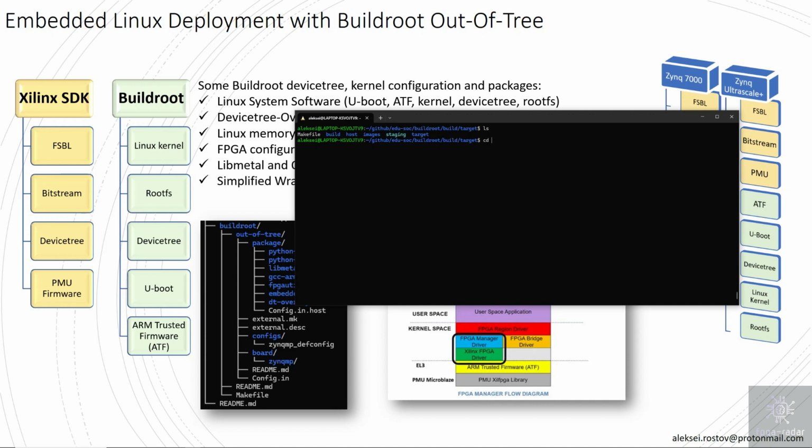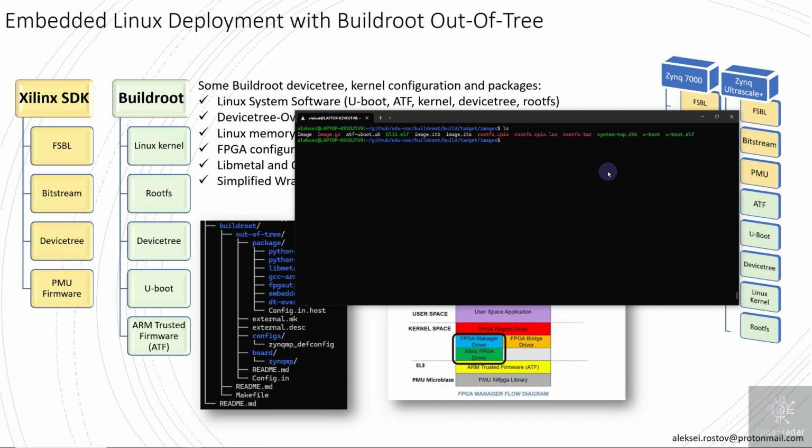Let's go to the images folder and see what kind of artifacts are already generated by using Buildroot. Here can be found the kernel itself, ARM trusted firmware, rootfs file system, binary file, device tree, and second bootloader. So all these artifacts can be used in order to deploy and boot Linux on the target.